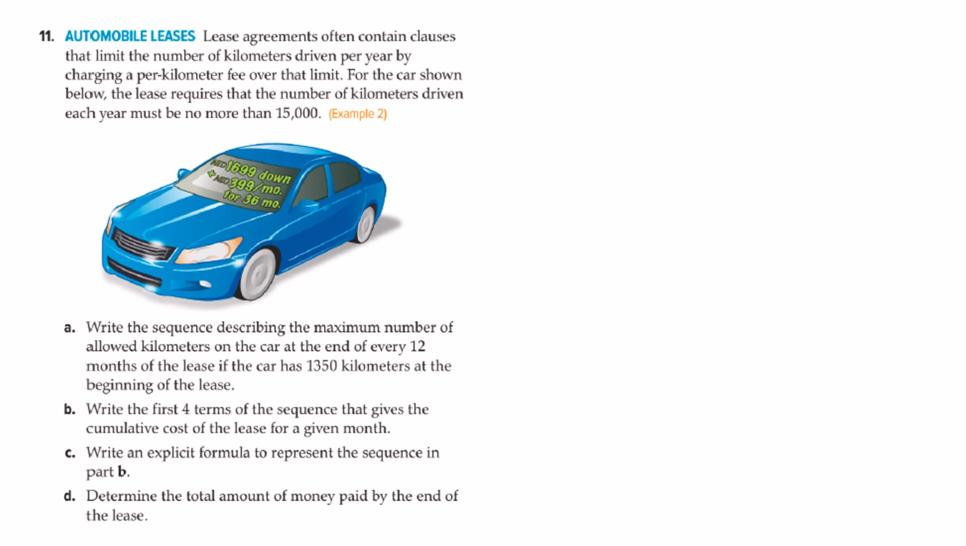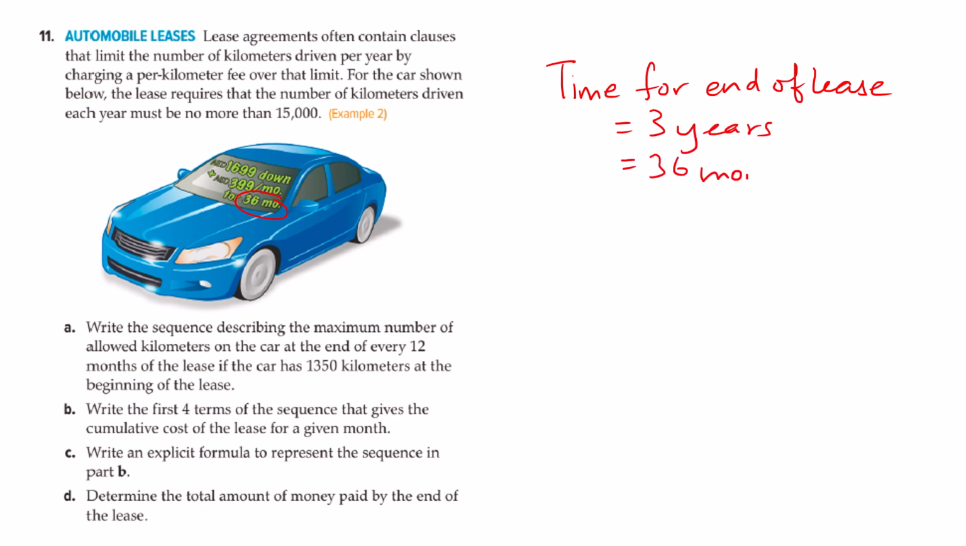So in part D, you have to determine the total amount of money paid by the end of the lease. Now, when does the lease end? The lease ends after 36 months. So what is the time for end of lease? If you want to say in years, it is 3 years. If you want to say in months, it is 36 months. Okay, and now let's write from part C what is the explicit formula.